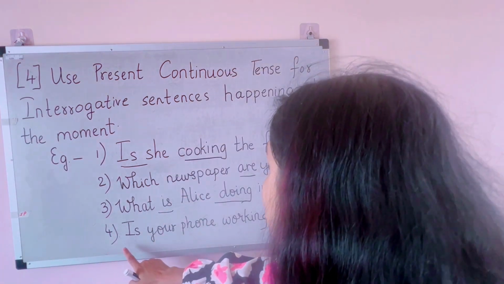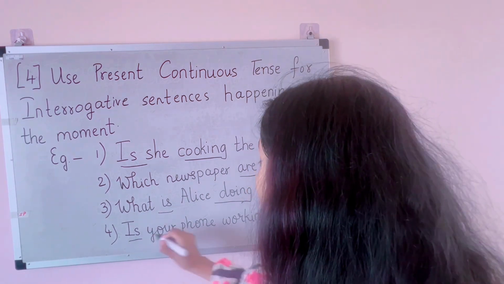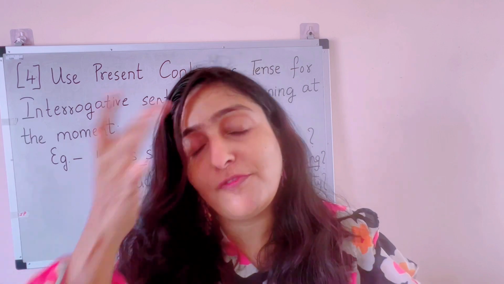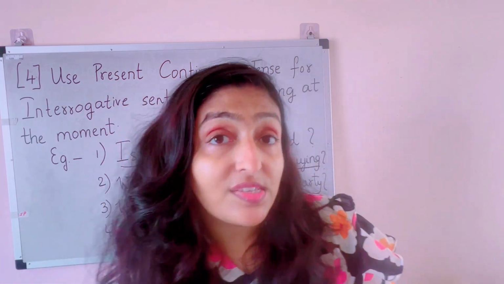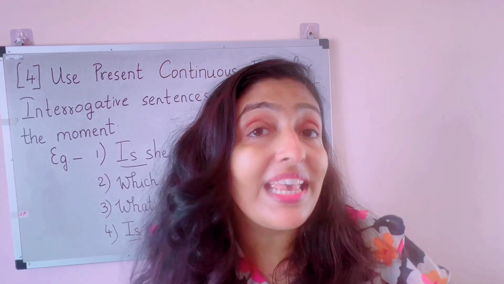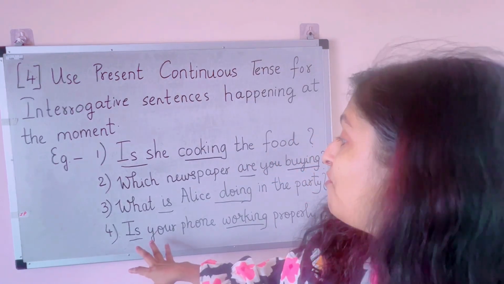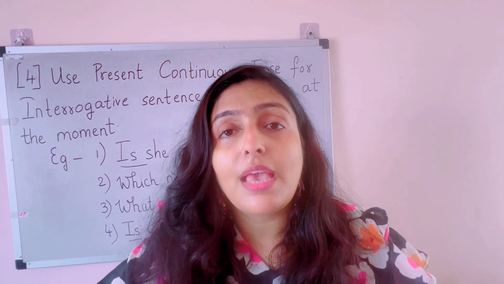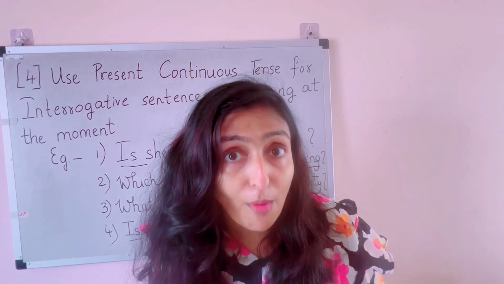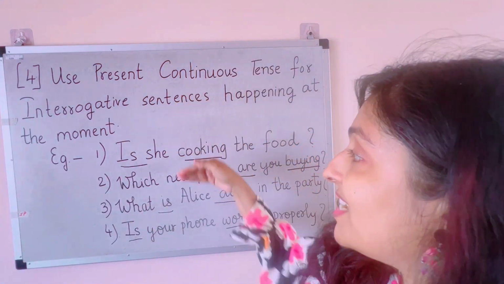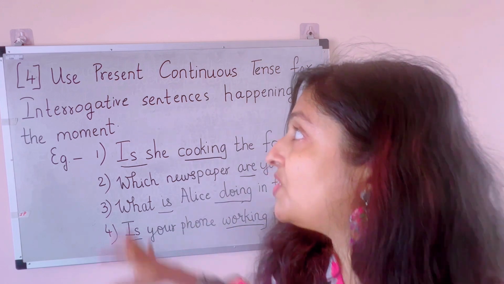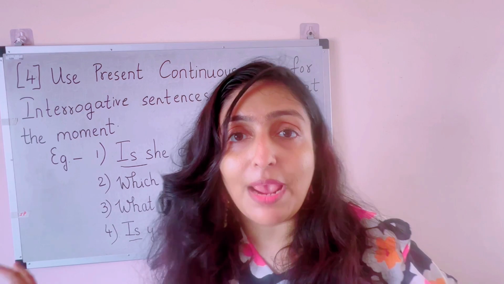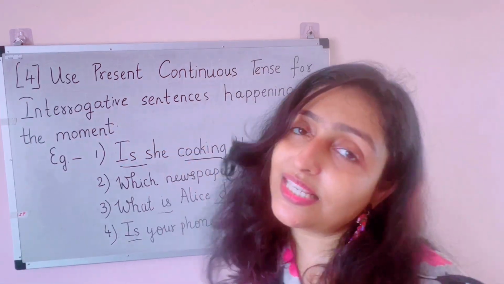Fourth example is, is your phone working properly? Imagine that your phone is out of charge and you are asking your friend, because you want to make an urgent call, and you ask your friend, is your phone working properly? Because you want it for that right moment. So in such scenarios or contexts, use present continuous tense if you are to frame interrogative sentences.